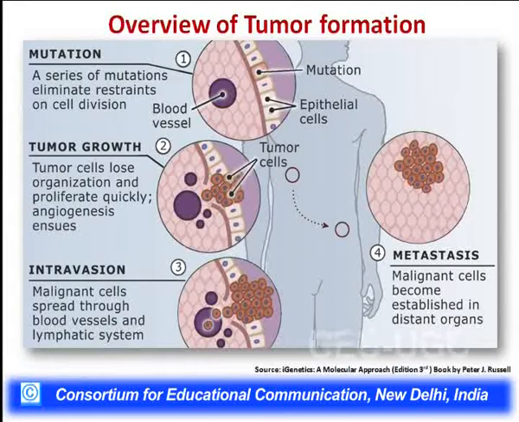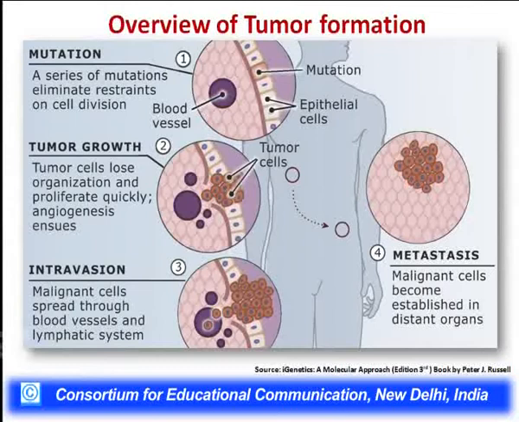Now, if we see the overview of tumor formation, it has been broadly classified into four major stages. The first one is the mutation, where a series of mutations occurs to eliminate the restraints of cell division. So the cells which were controlled in a very controlled fashion so that they cannot grow in an uncontrolled way, those particular processes are eliminated. Subsequently, the cells start growing in a larger number, they proliferate quickly and they replicate quickly. And in this tumor growth there is a process of angiogenesis in which new blood vessels start developing over that particular area.